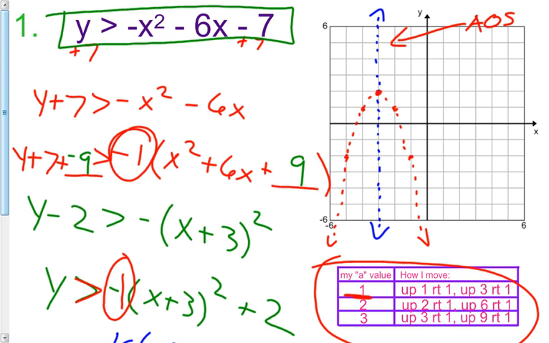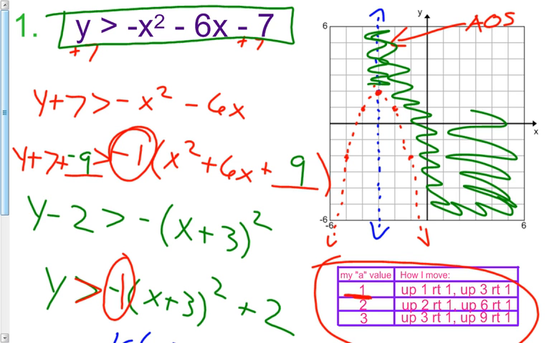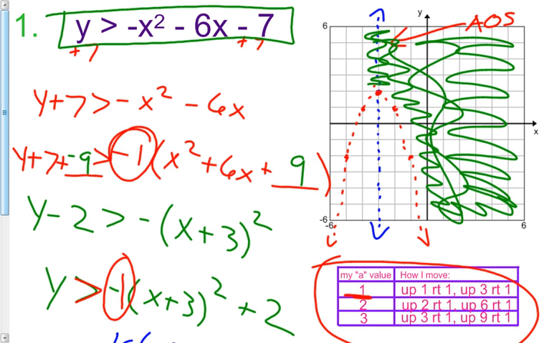So, last thing we have to do is our appropriate shading. Because it is greater than, we shade everything above the parabola. So I just start at the vertex, I say, well, I got to shade everything above the parabola, so I got to shade everything here, and then obviously I'm just going to stay outside of my dotted parabola. So it's going to be everything all right in here.